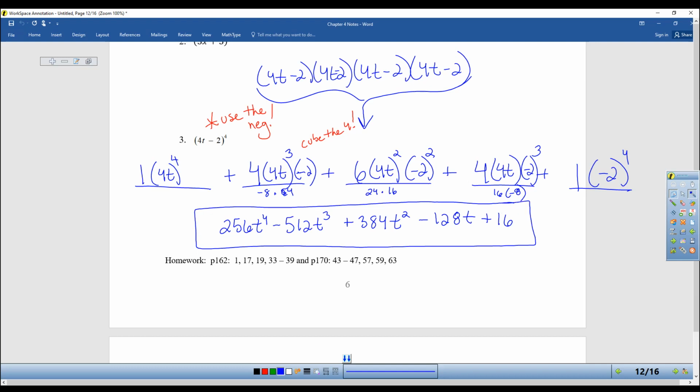Okay. So that's how you use Pascal's triangle. So you'll have an opportunity. I will not say it's required, but I highly recommend that you do it.